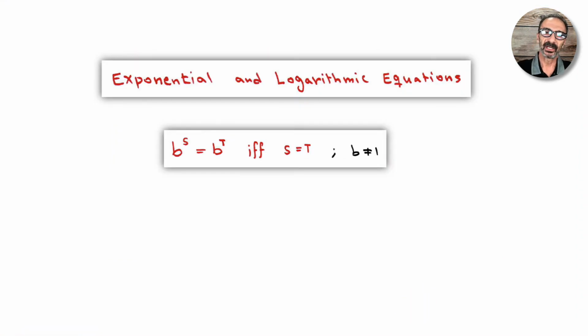Exponential and logarithmic equations. This is the main theorem, or the main idea that we're going to be using: b to the power s equals b to the power t if and only if s equals t. Of course, if you have, let's say, 7 to the power x equals 7 to the power 2, x has to be 2. It can't be something else.